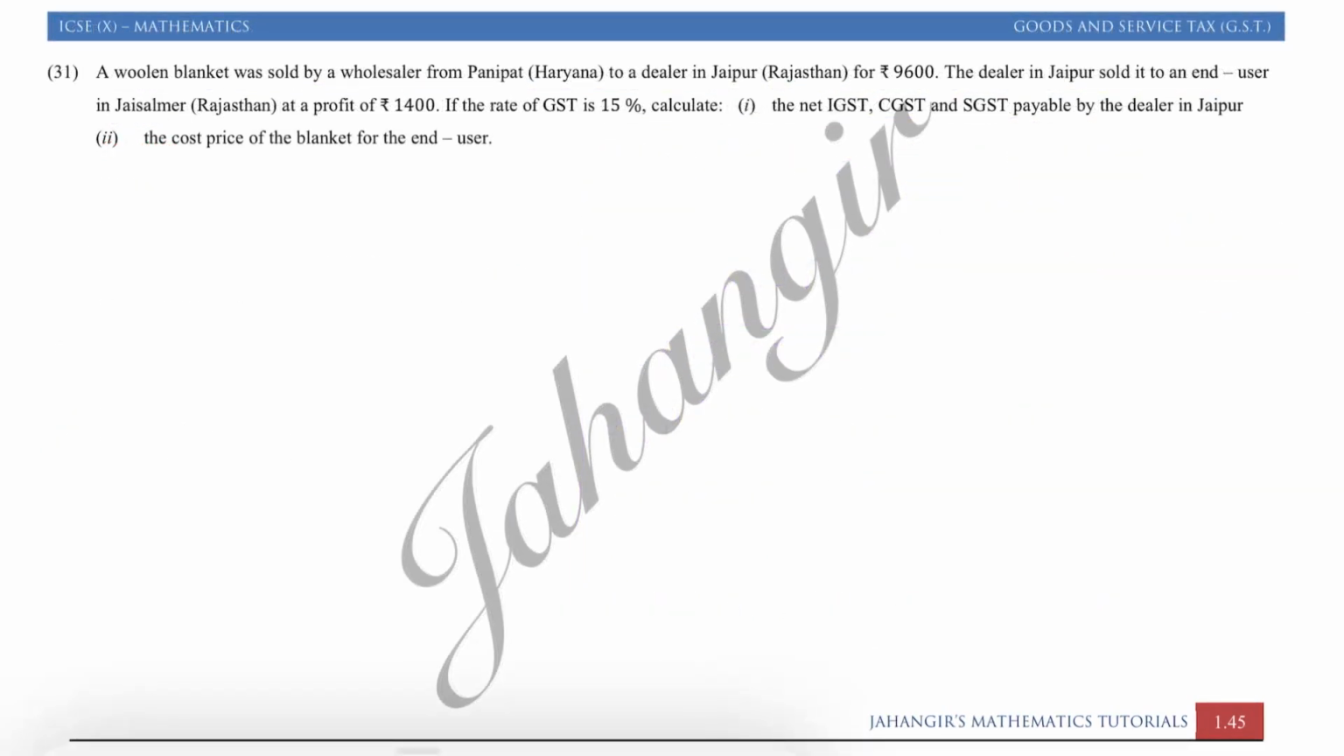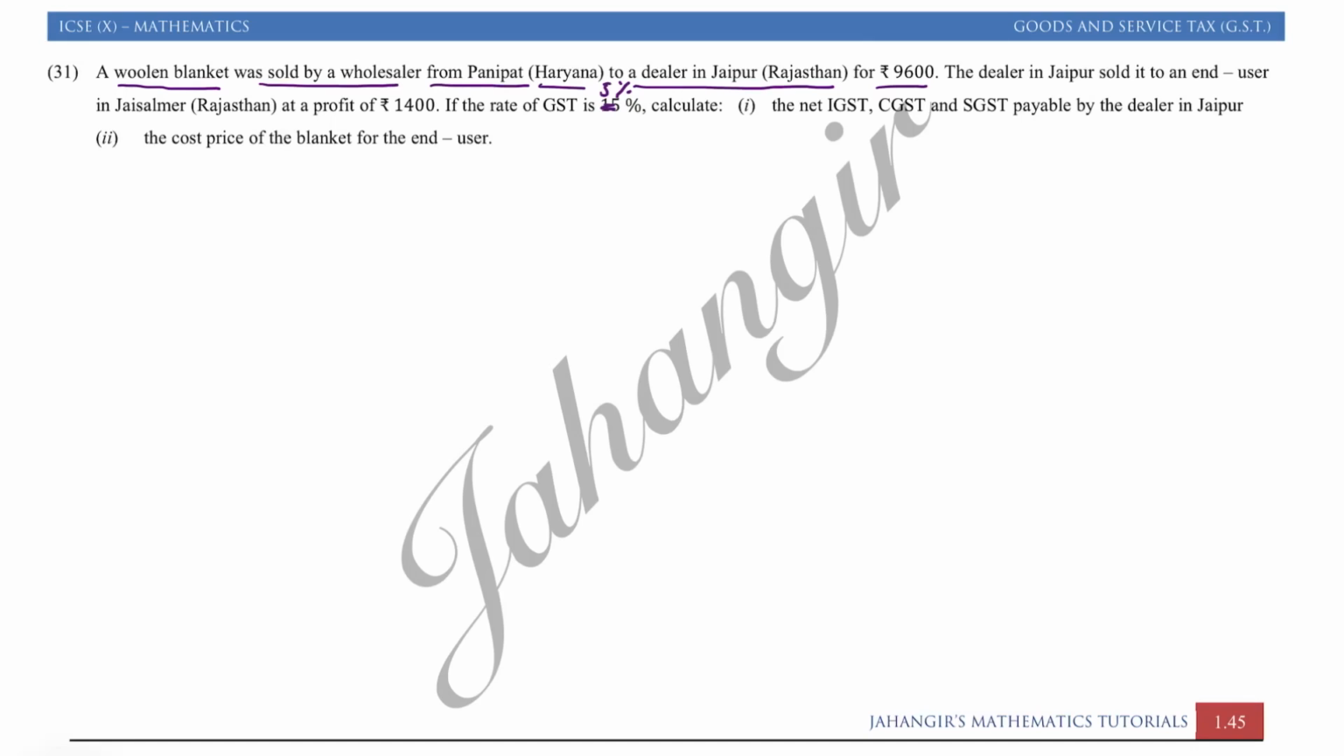Question number 31. A wooden blanket is sold by the wholesaler from Panipat, Haryana to a dealer in Jaipur, Rajasthan for rupees 9,600. A dealer in Jaipur sold it to an end user in Jaisalmer, Rajasthan at a profit of rupees 1,400. If the rate of GST is 5%, here you can make it 5%. Just correct this part in the textbook. Calculate net IGST, CGST, SGST payable by the dealer in Jaipur. And the second part is the cost of the blanket for the end user.